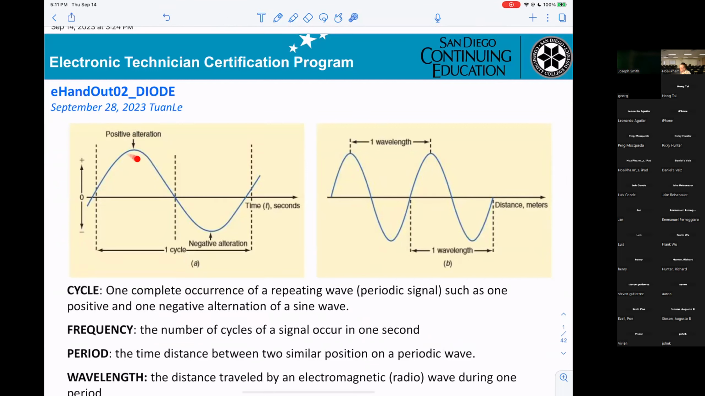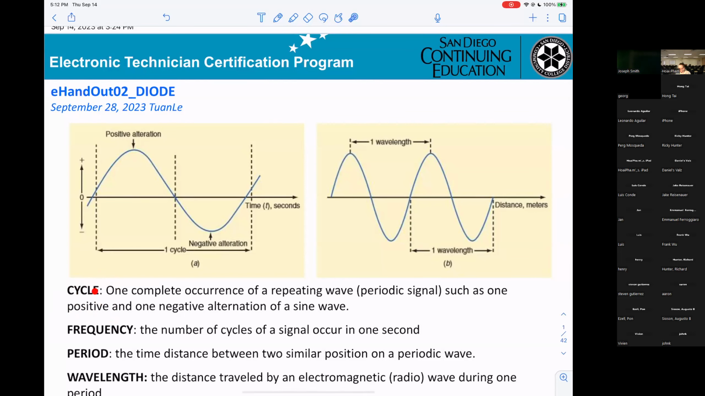When you see the signal, that's basically just a sine wave, okay? And this will be time. What that means? That means the time domain. The signal varies with the time. And that's what they call positive alternation and a negative, okay? And this is basically the definition. Try to read over and over, okay?